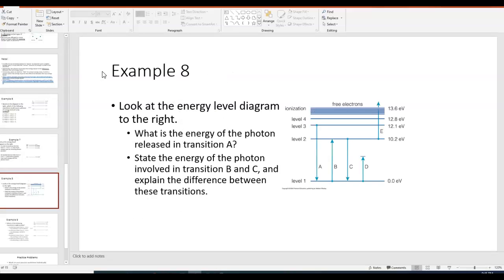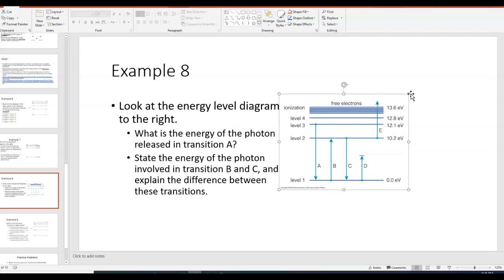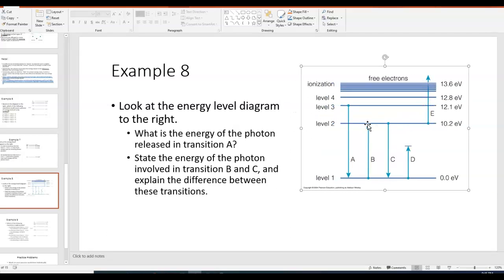Example 8. Look at the energy level diagram to the right. What is the energy of the photon emitted or released in transition A? See if you can answer this question on your own. Take a look at arrow A. What energy would that photon have?